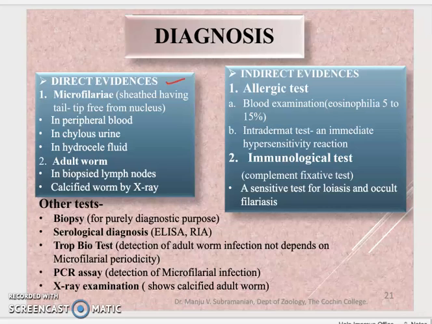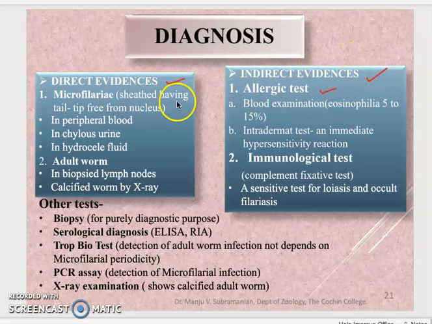The direct evidence is the presence of the microfilaria. That is, if you take a blood smear, we are able to diagnose the presence of this microfilaria. We are able to find these juveniles in the blood smear, and sometimes the infected people do not have microfilaria in their blood, and as a result tests aimed at detecting the antigen are used.